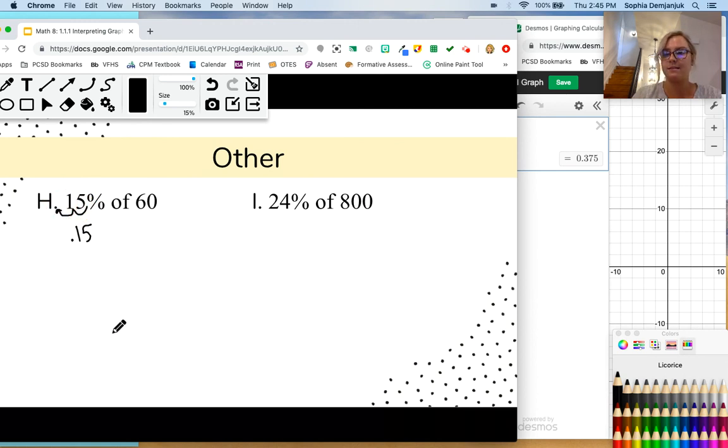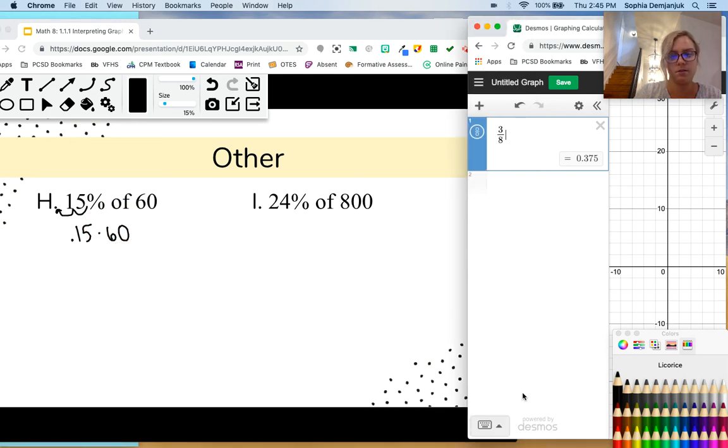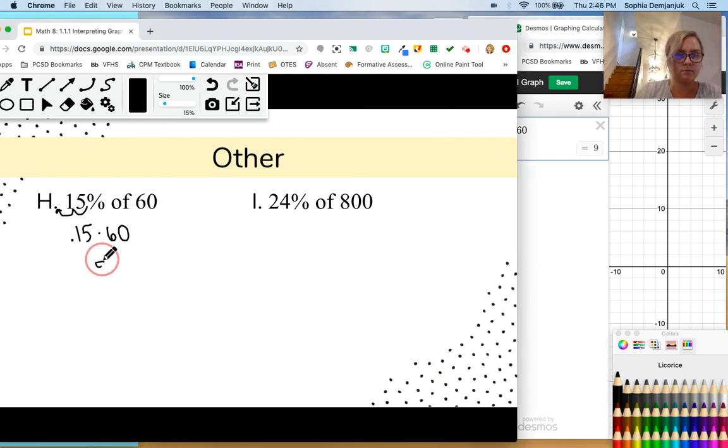And then I take that decimal and I multiply it by the amount. So I need to take 0.15 and I need to multiply it by 60. And you can use your calculator to do that. 0.15, multiply it by 60, and I get 9. 9 is 15% of 60.